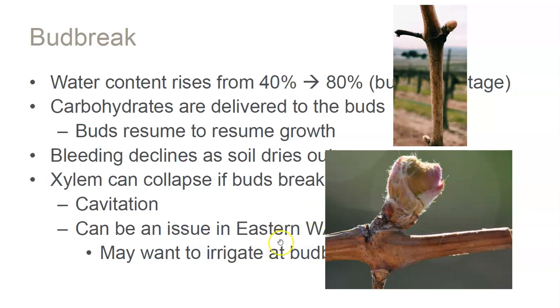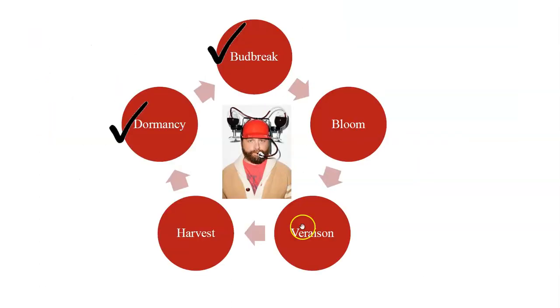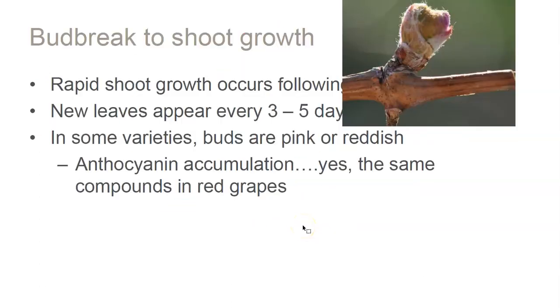Okay, I'm gonna skip cavitation stuff. Be mindful of your time. And like I said, we've already been over this. Generally, vines are using their internal carbohydrate reserves from bud break to flowering. Okay, and that's it. They grow really quickly early on. So you get a new leaf every 3 to 5 days on a shoot.